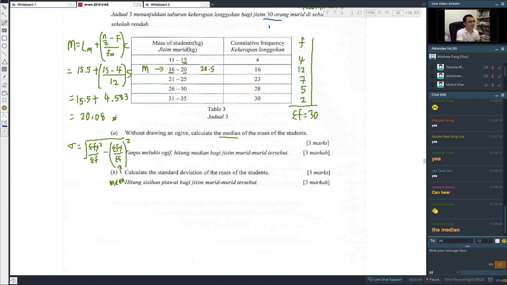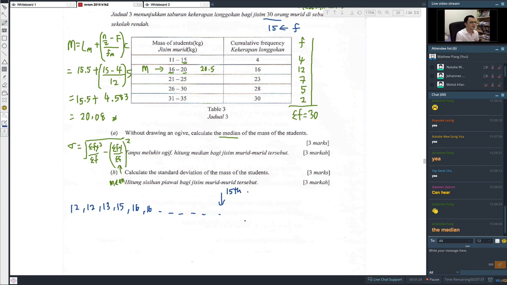Obviously the first one, 11 to 15, is 4. What does it mean that 11 to 15 has 4? It means you have 4 numbers between 11 and 15, maybe something like 12, 12, 13, 15. Then for 16 to 20, you have 16 numbers. You have to know where the 15th number is. If you add together, the 15th is located in the class 16 to 20.